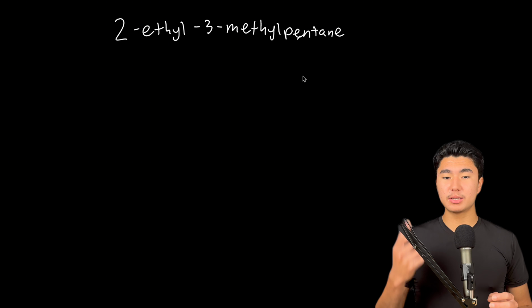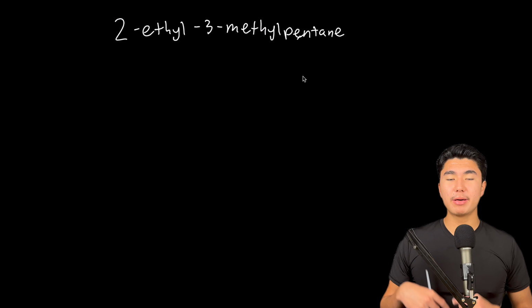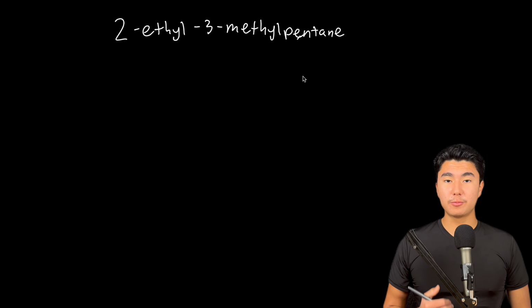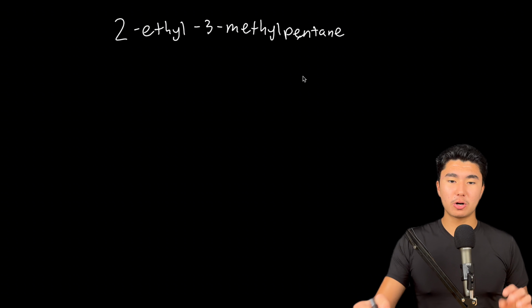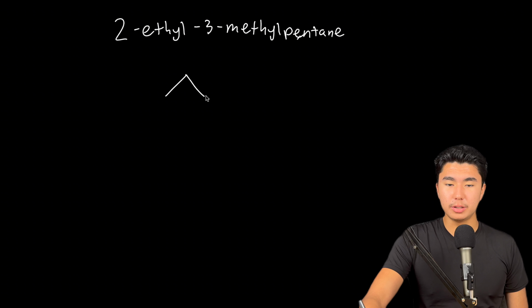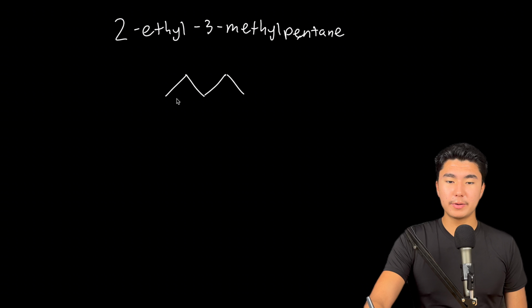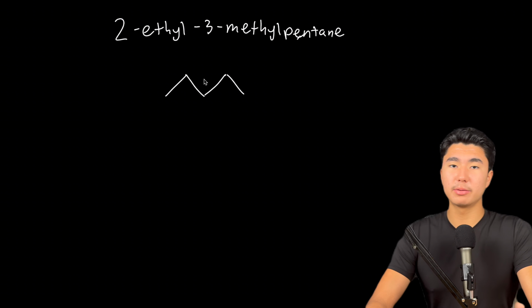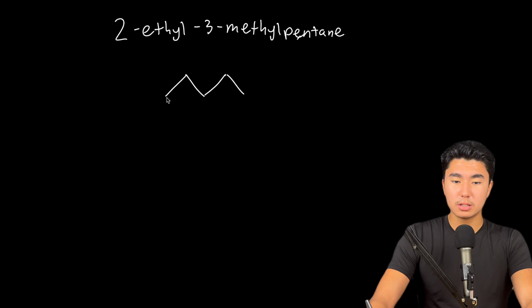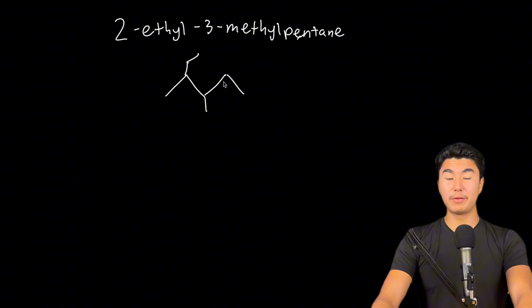Now let's try out this one. It's 2-ethyl 3-methyl pentane. Well, we first need to start off with the pentane. Pentane has 5 carbons, so this is 1, 2, 3, 4, 5. We have 5 carbons. Now let's start with this 2-ethyl over here. So I'm going to go from left to right, counting my carbons. So this is my first. Well, this is 1, 2. So we have an ethyl right there, and then on our third we have a methyl.